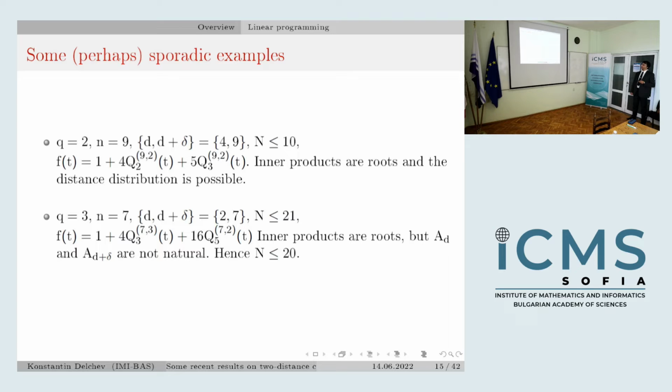Q equals 3, n equals 7, d and d plus delta is 2, 7, and it's less than 21 here. And we see this is the best polynomial, and the inner products are roots, but AD and AD plus delta are not natural numbers, so we can claim that n is actually at most 20.